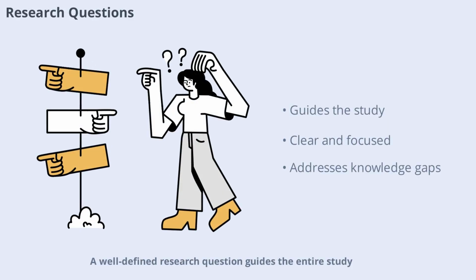A well-defined research question guides the entire study. In educational psychology, research questions should be clear, focused, and answerable. They determine the choice of methods, data collection, and analysis. Good research questions address gaps in knowledge and have practical significance for educators and learners. Developing strong questions is the first step toward meaningful research.